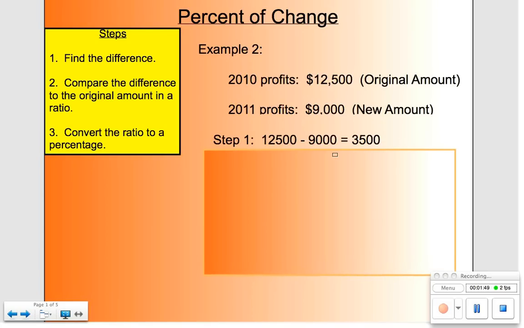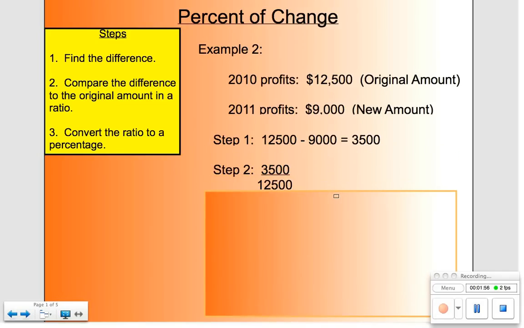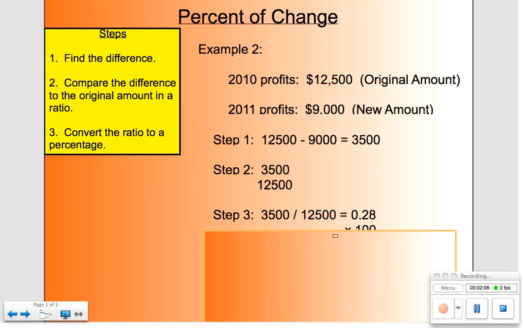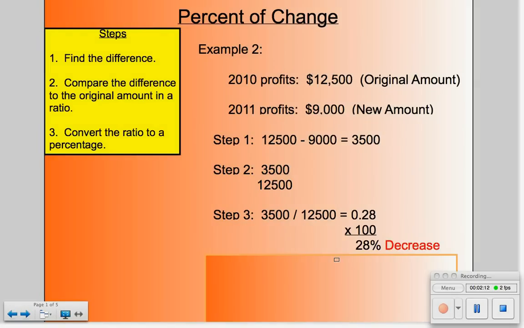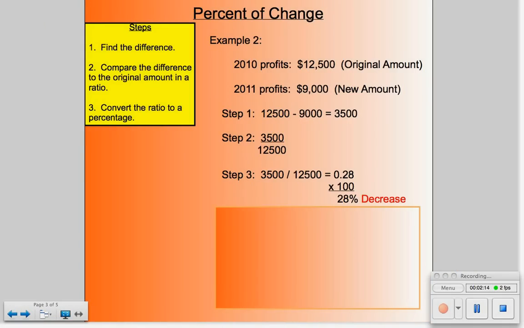So we're going to start by finding the difference between the two values. That difference is 3,500. I am then going to write a ratio of my difference to my original amount. So 3,500 over 12,500. And then we're going to convert that into a percentage. So we can see that there was a 28% decrease in profits from 2010 to 2011.